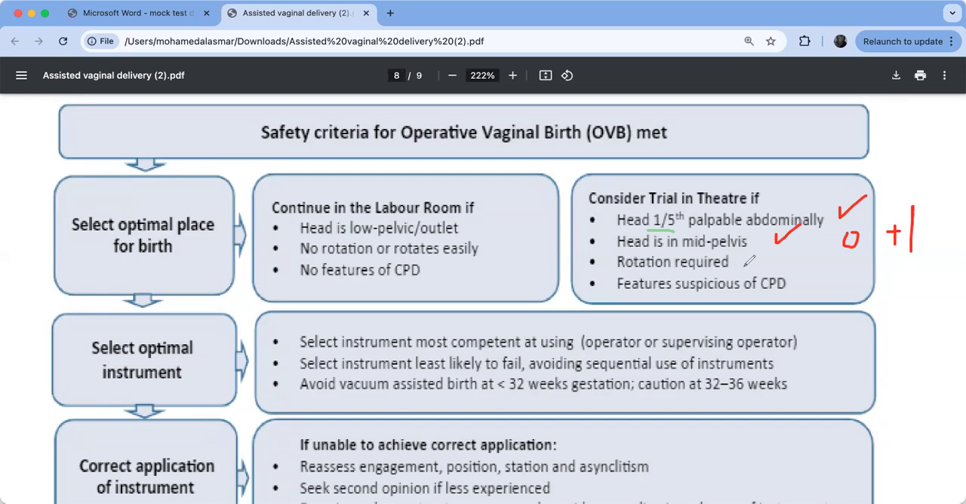If rotation is required, and here I will say rotation is required mainly for mid-cavity deliveries and low rotational deliveries, and we have explained the rotation. You have some feature suspicion of CPD, but not a contraindication, like, for example, the patient that had double 2+. Feature suspicion of the CPD.